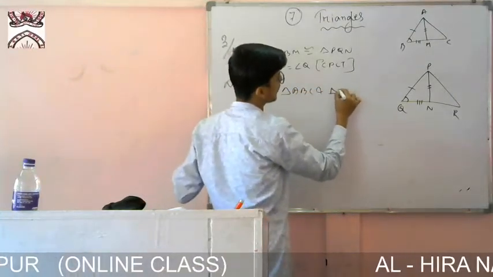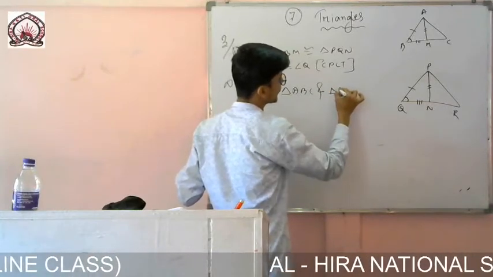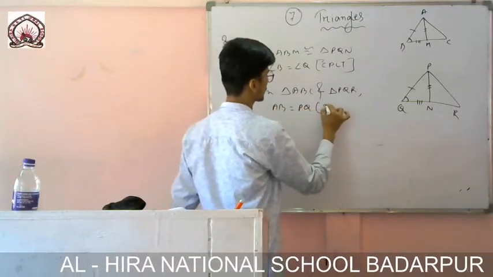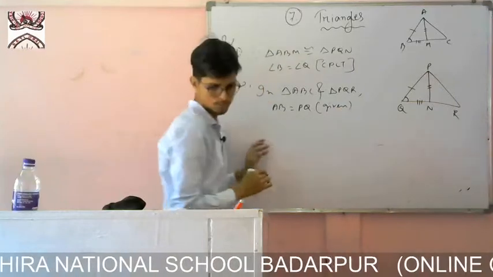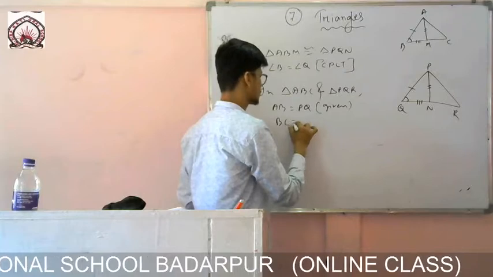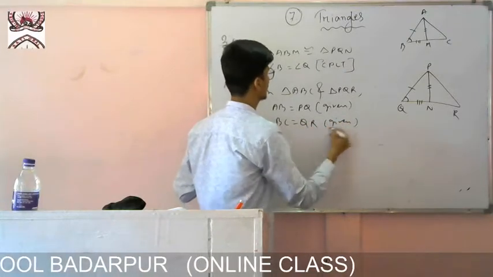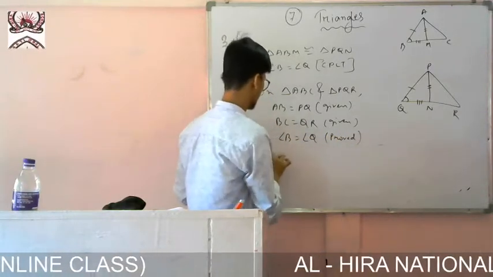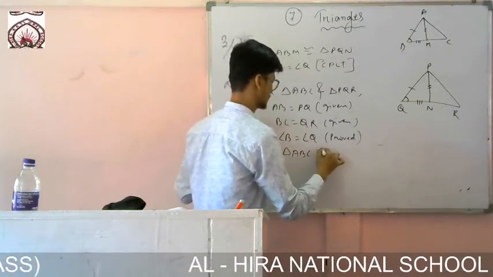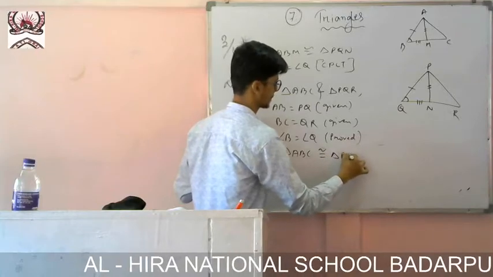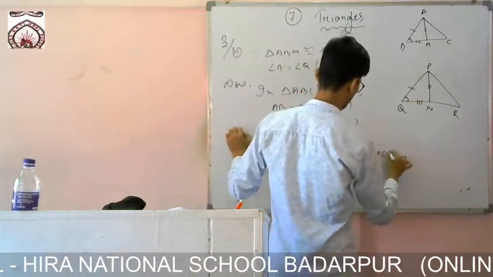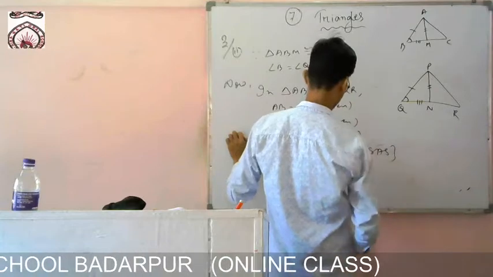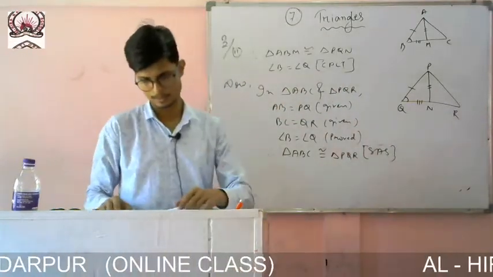Now in triangle ABC and triangle PQR, we have AB is equal to PQ, BC is equal to QR, this is also given, and just now we have proved angle B is equal to angle Q. So I can say that triangle ABC is congruent to triangle PQR by side-angle-side. So therefore these two triangles are congruent.